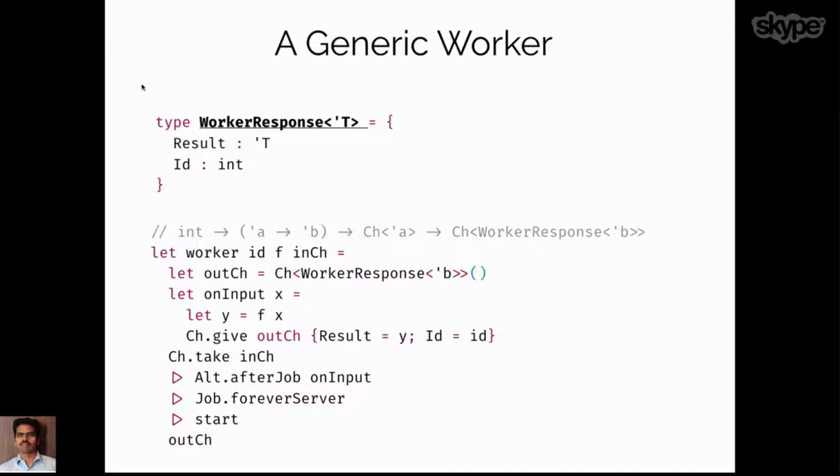Just think of it like spinning up a new thread, which runs in the background in a lighter manner. It receives its input from the input channel, and after some processing it returns the results to the output channel. And that is the generic worker.